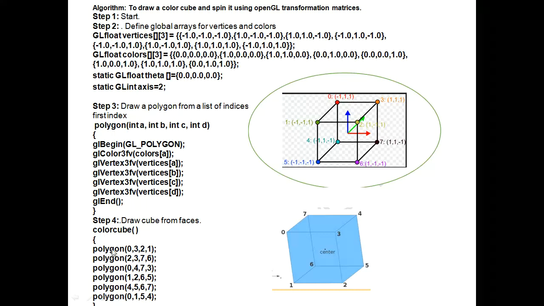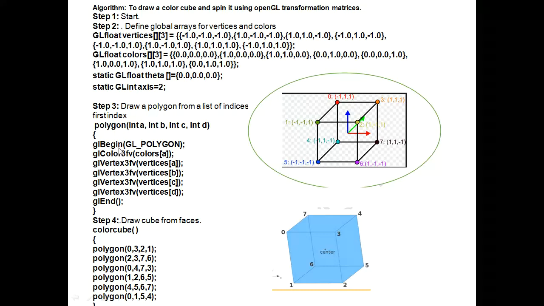You can observe polygon 0, 3, 2, 1. How are we mapping this one? Here 0, 3, 2, 1. This is one polygon. This polygon is made by making use of four vertices, so those indexes are given here. 0, 3, 2, 1 are the four vertices, and this will make the polygon. Whenever this polygon function is called, it jumps to the polygon function. You can observe here, A will receive the 0, and B will receive the 3, and C will receive the 2, and D will receive the 1.